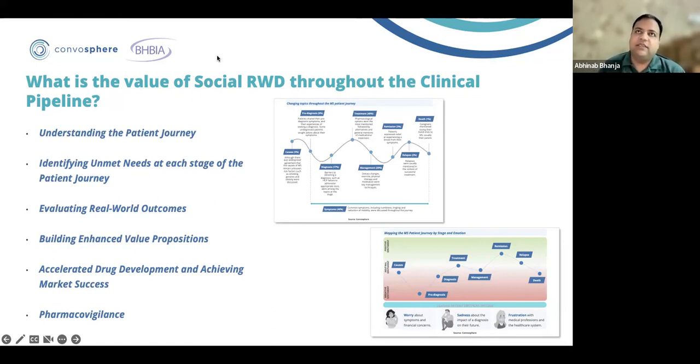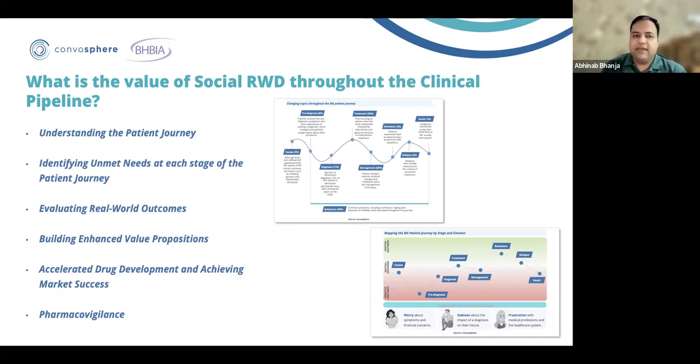And in most cases, we have seen that getting RCT data, clinical trial data, from patient cohorts is difficult when they are hard to access or vulnerable groups. But through social data, we can mitigate that challenge and actually get data and inputs from these groups. That enhances the overall value proposition of the data, as well as of RWE data.